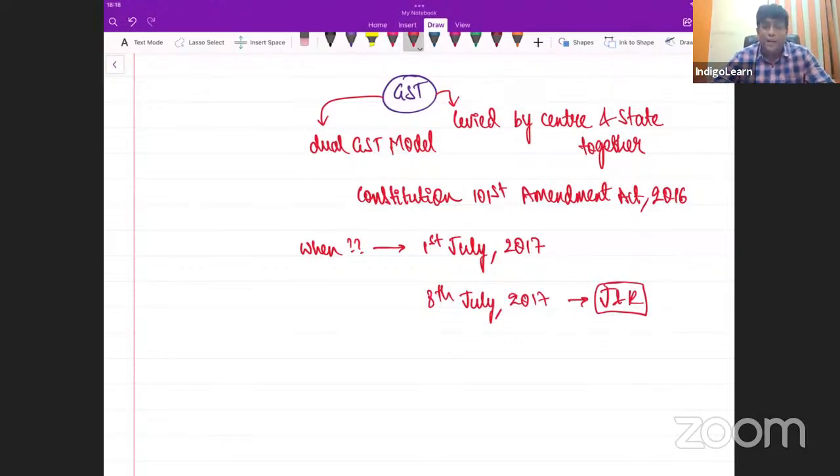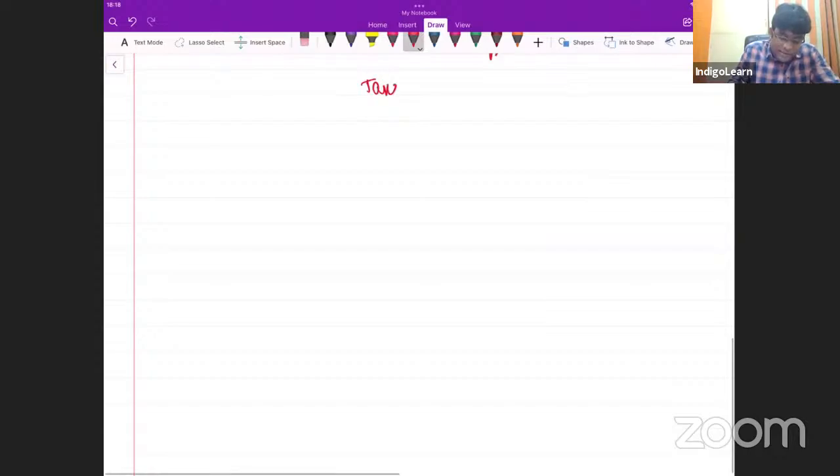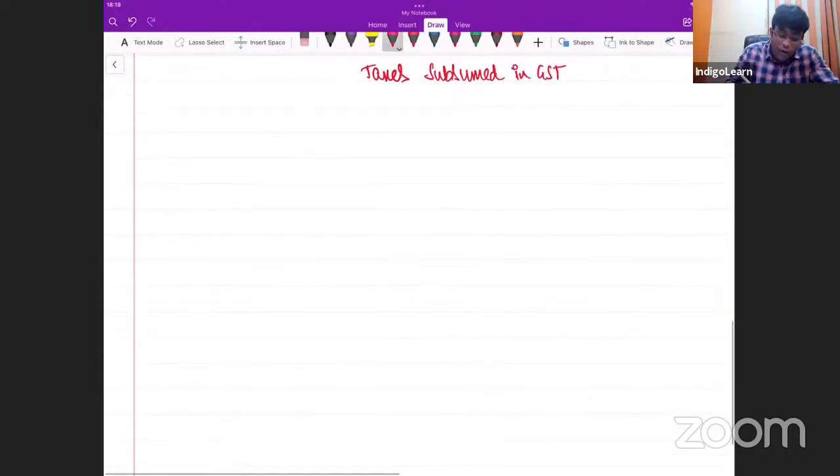So technically, with effect from 8th of July, GST is applicable to whole of India, including Jammu and Kashmir. With effect from when, sir? 8th of July, GST is applicable to whole of India, including Jammu and Kashmir. This point is important to be noted. And now it's also important to discuss what were the taxes which have been subsumed under GST. That is important, where we have to know what are the taxes which have been brought under GST.